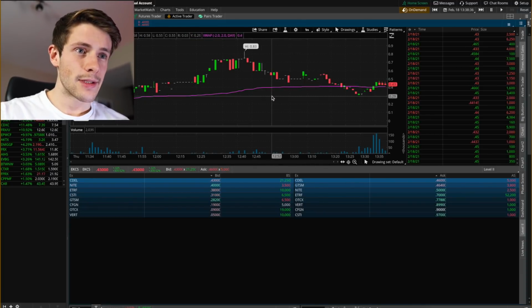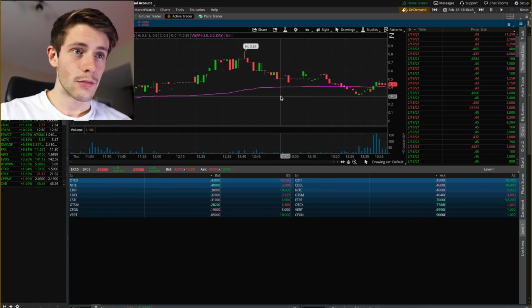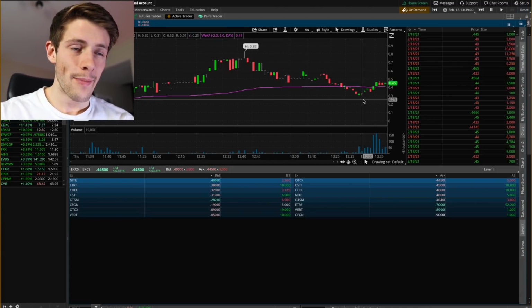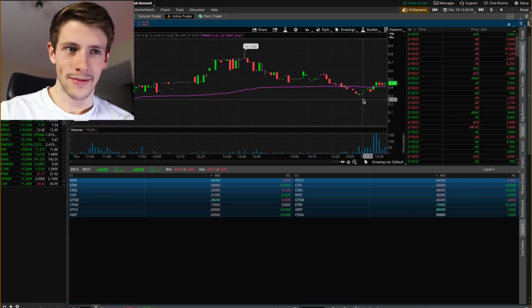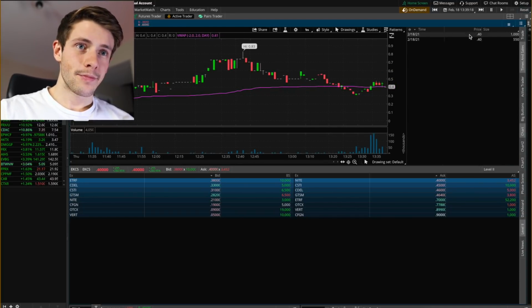And a lot of times, this is where stocks will bounce off of. Not always, but it's typically an area that traders look for. If stocks are below VWAP, sellers are typically in control. If stocks are above VWAP, buyers are typically in control. So just keep that in mind.